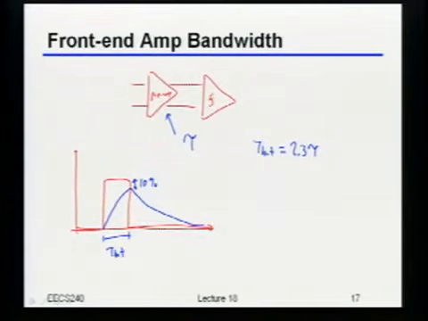So, let's see if we can use this to figure out what would be a reasonable choice for the bandwidth. Okay? If you remember, I had said last time that a typical choice for the bandwidth frequency is to set it to be about 2/3 times 1 over t bit, right? That was the rough rule of thumb that I gave you.